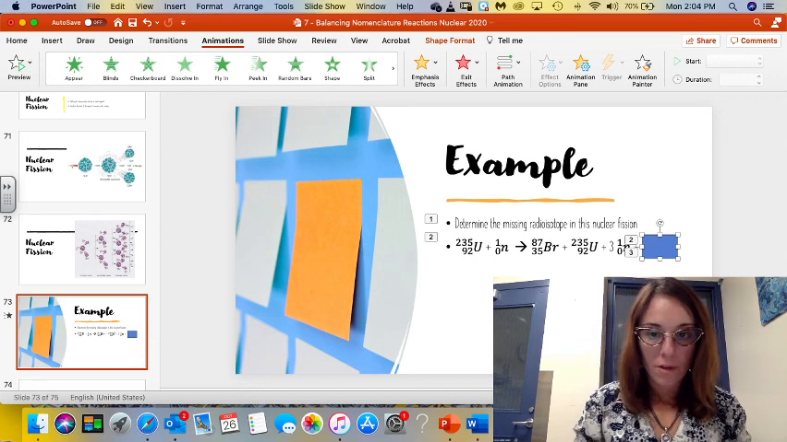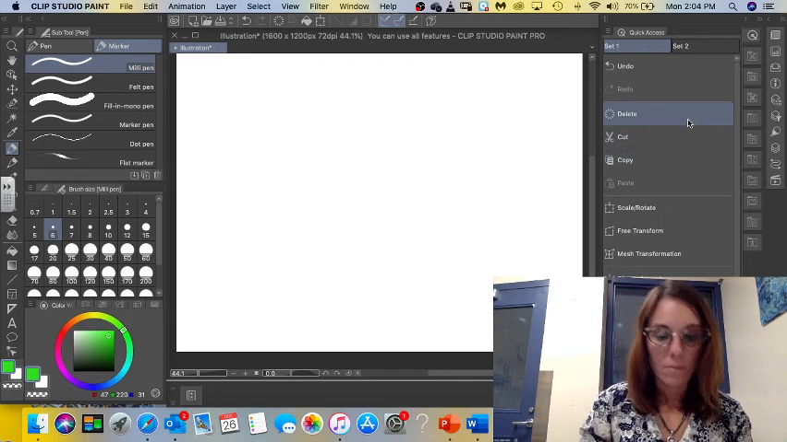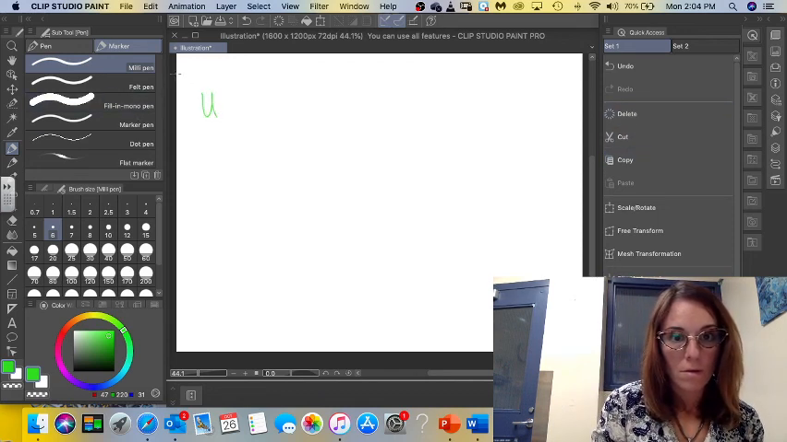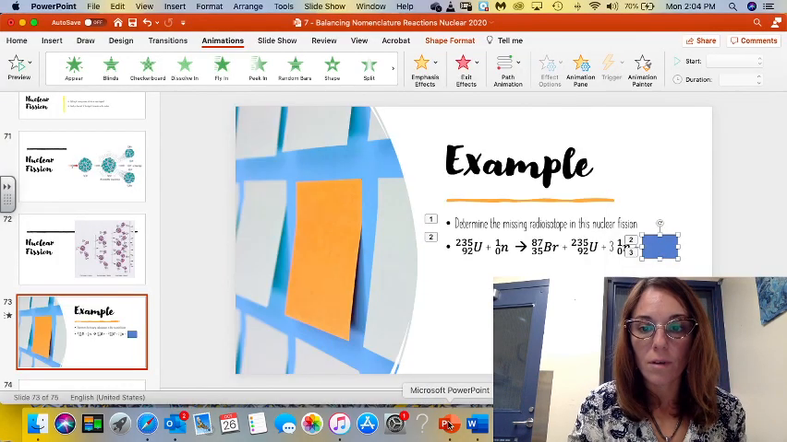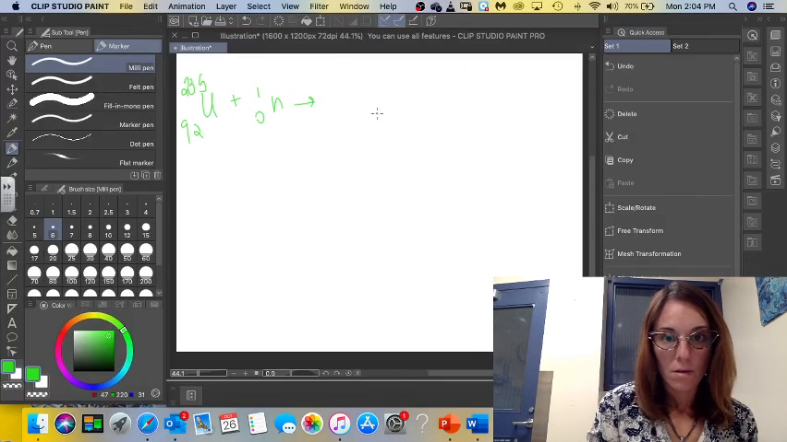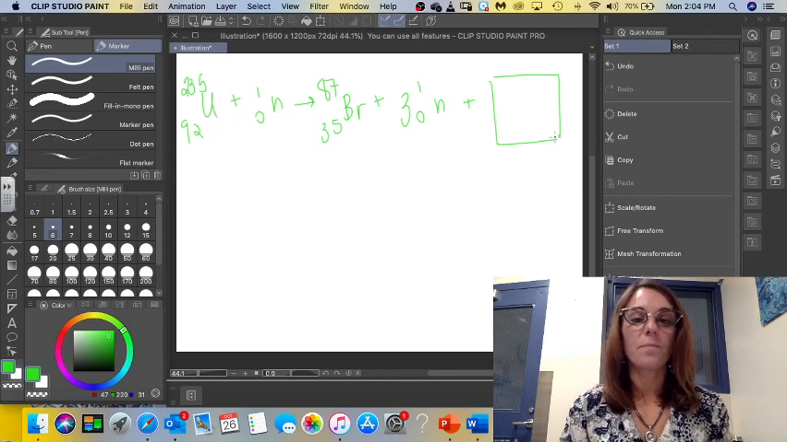So uranium-235 plus one neutron produces, what do we have here? Bromine-87. And it produced 3 neutrons. Okay, we need to figure out what is missing here.